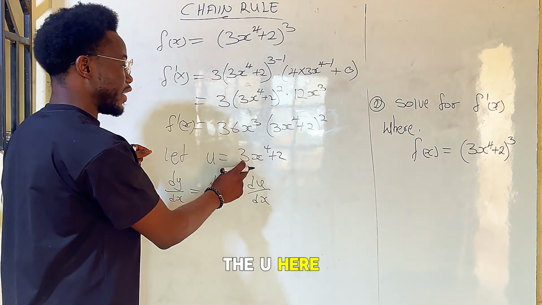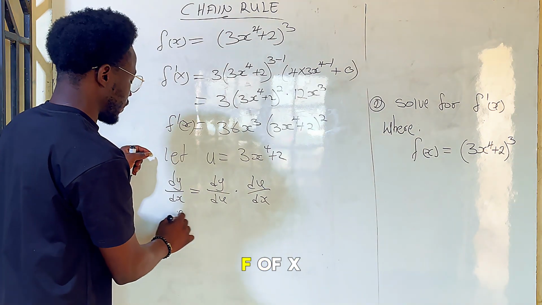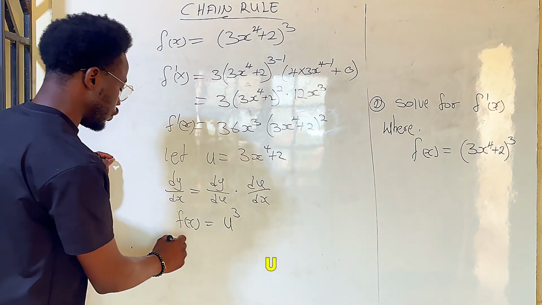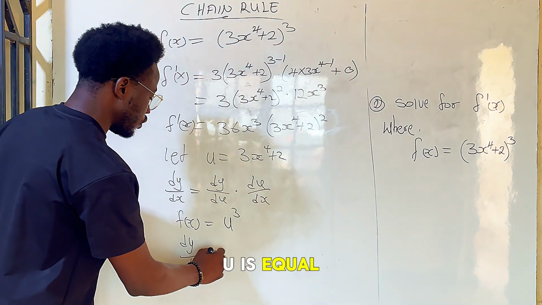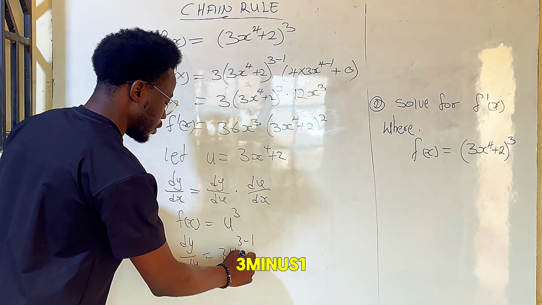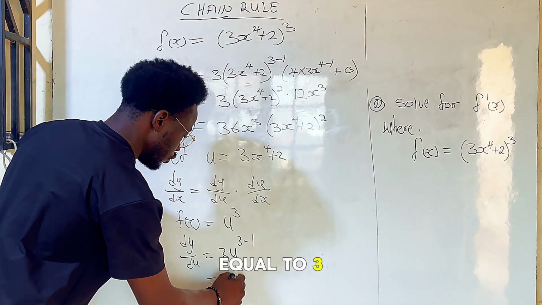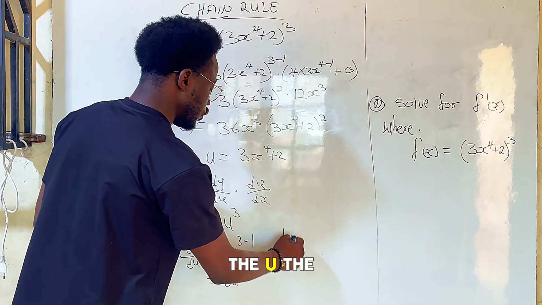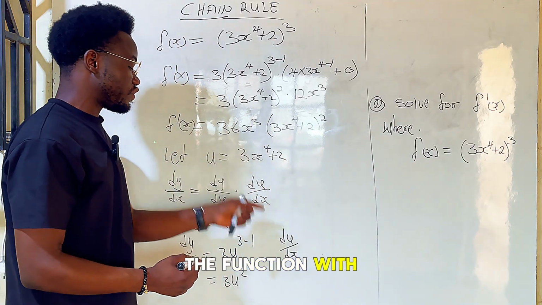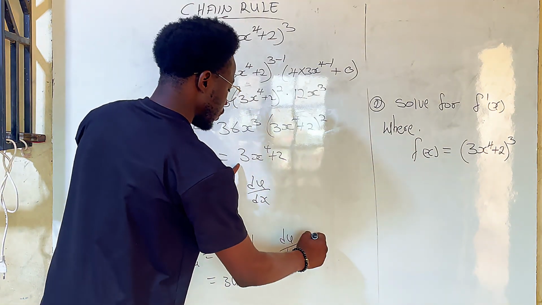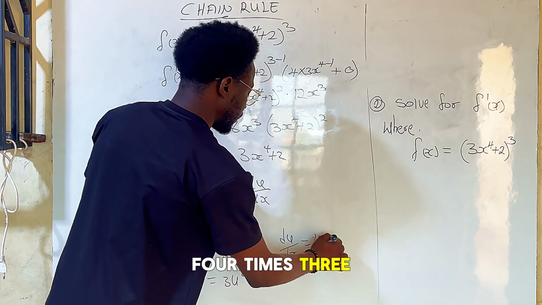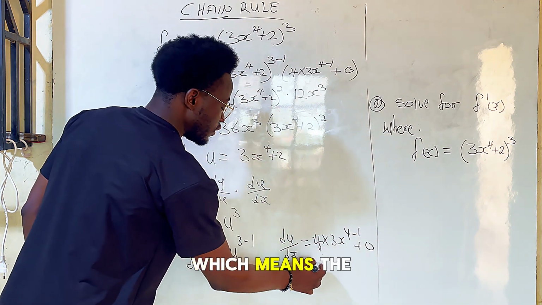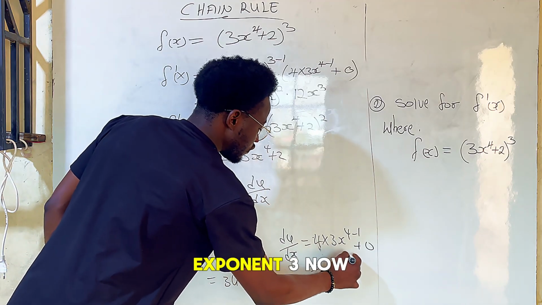If you substitute the u back into the equation, the function becomes f of x equal to u exponent 3. Now we can find dy/du. So dy/du is equal to 3u exponent 3 minus 1. And this is equal to 3u exponent 2, right? Now we can also find du/dx. We are differentiating the function u with respect to x, and this is going to be equal to 4 times 3x exponent 4 minus 1, and the differential of the constant is what? 0. Which means du/dx is 12x exponent 3.